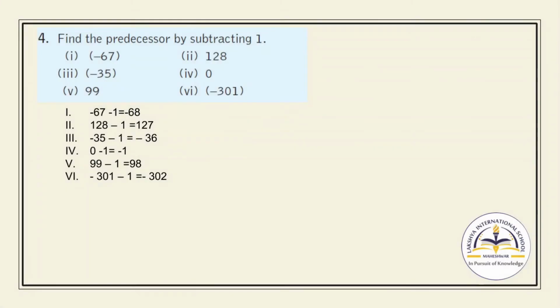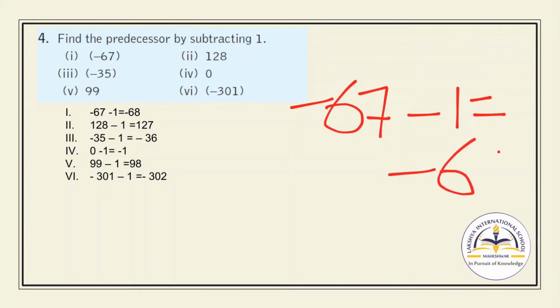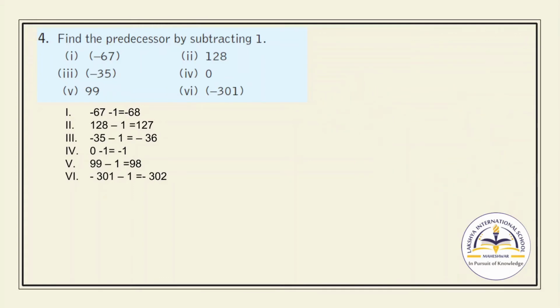Now question number 4. Find the predecessor by subtracting 1. In this question you just have to subtract 1 from the given value. Suppose our first value is minus 67. You just subtract 1, so minus 68 is the answer. Next, 128 minus 1 is 127. Minus 35 minus 1 is minus 36. 0 minus 1 is minus 1. 99 minus 1 is 98. Minus 301 minus 1 is minus 302.